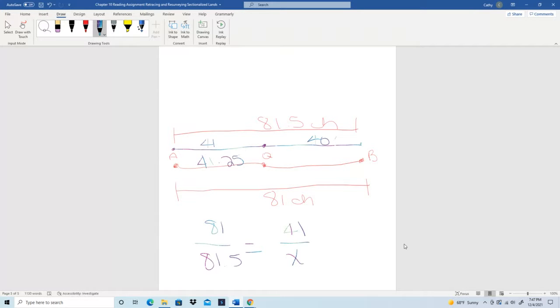And you could set the other up the same way. So I could come up here and say 81 to 81.5 equals 40 to X. So it's going to be proportionate. I can set it the other way, cross multiply 81.5 times 40 and divide it by 81. It gives me 40.24. So you don't just split the difference, you do it in proportion to what was measured.